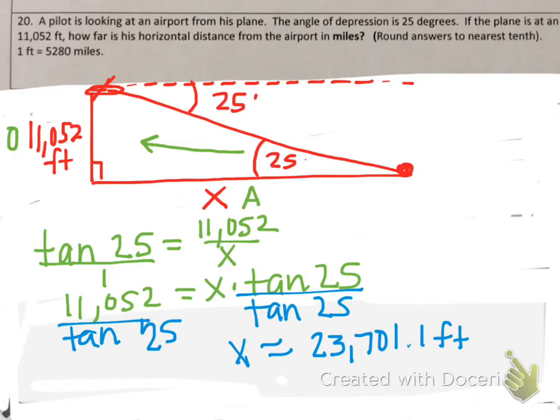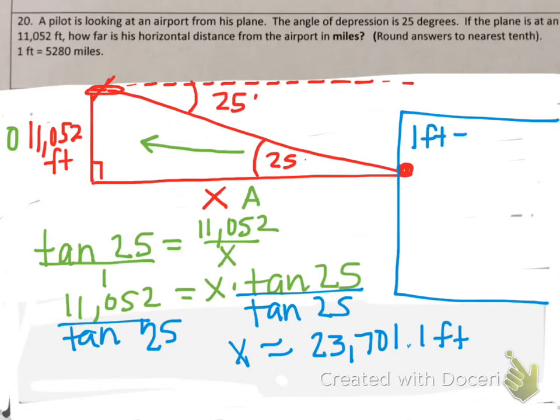And now I need to convert that to miles. So somewhere on the side we have our conversion factor. 1 foot is, wait a minute, this is reversed, sorry. This is a mistake. Make sure you change this. 1 mile is 5,280 feet. My fault. Alright, here we go.